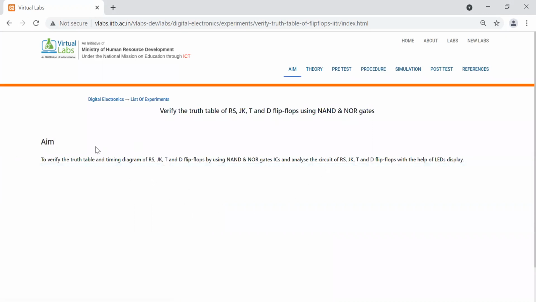Here we can see the aim of the experiment is to verify the truth table and timing diagram of RS, JK, T and D flip-flops using NAND and NOR gate ICs and analyze the circuit of RS, JK, T and D type flip-flop with the help of LEDs display. In this session, we will verify the truth table of JK flip-flop only. Now we will move towards the theory part.